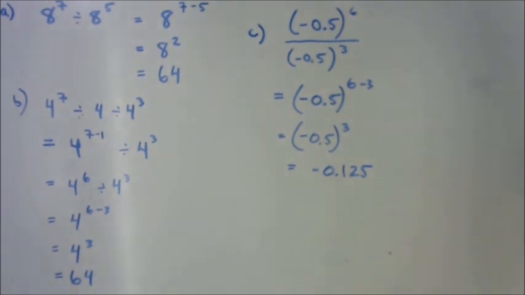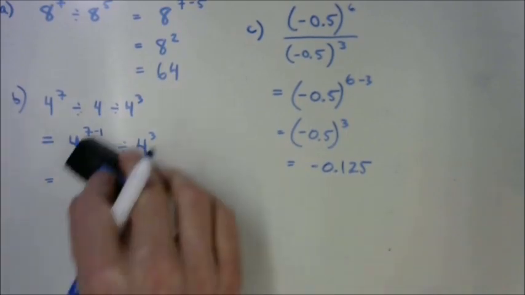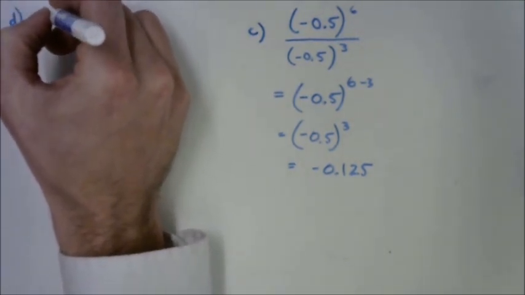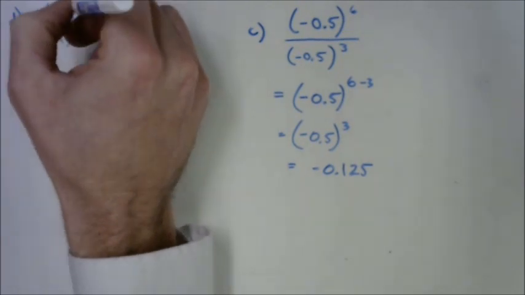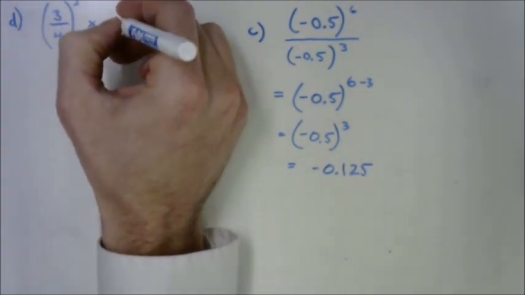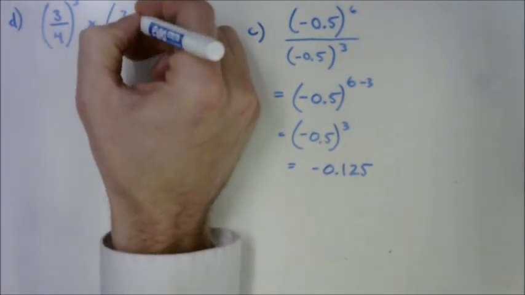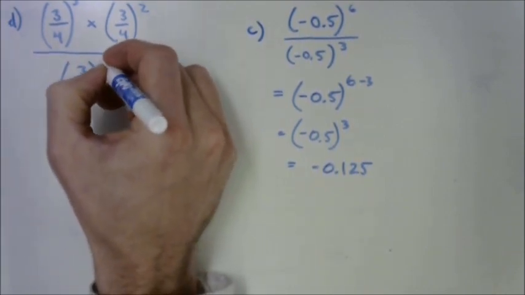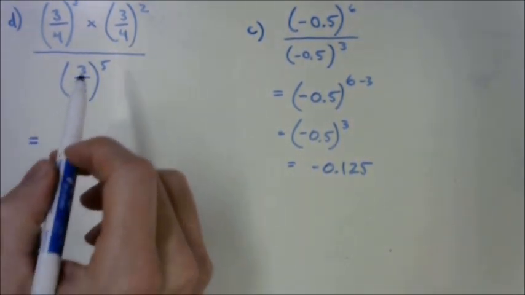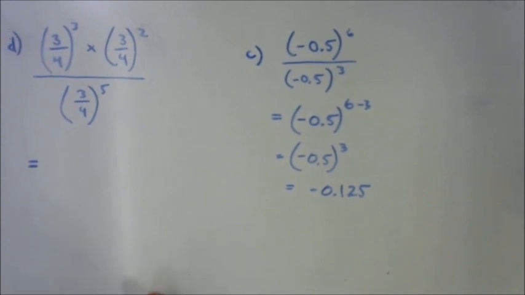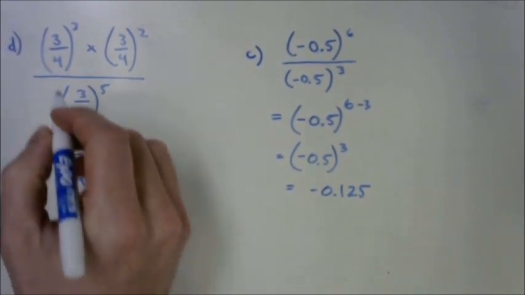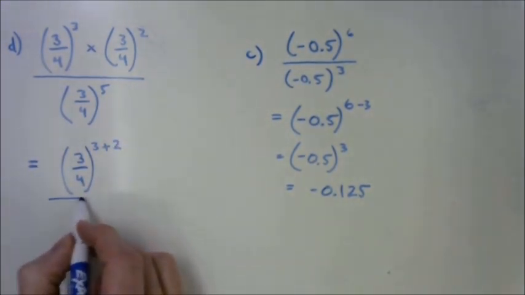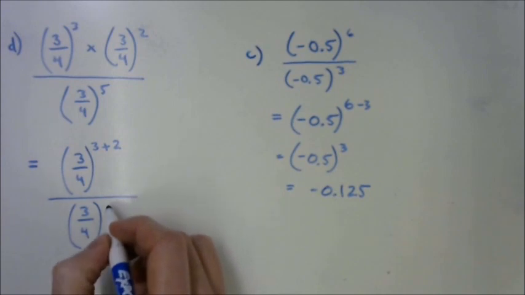The last example we're still going to do is D. And in D, you have a big mess, really. It's 3/4 to the power of 3 times, so we've got our product rule in here, 3/4 to the power of 2, and that is being divided by 3/4 to the power of 5. So we're going to do the top first, right? We're going to simplify our numerator first. We're given 3 over 4. And since it's the product rule, multiplication, we're going to add our exponents, 3 plus 2. And the denominator is just going to stay the same for now.